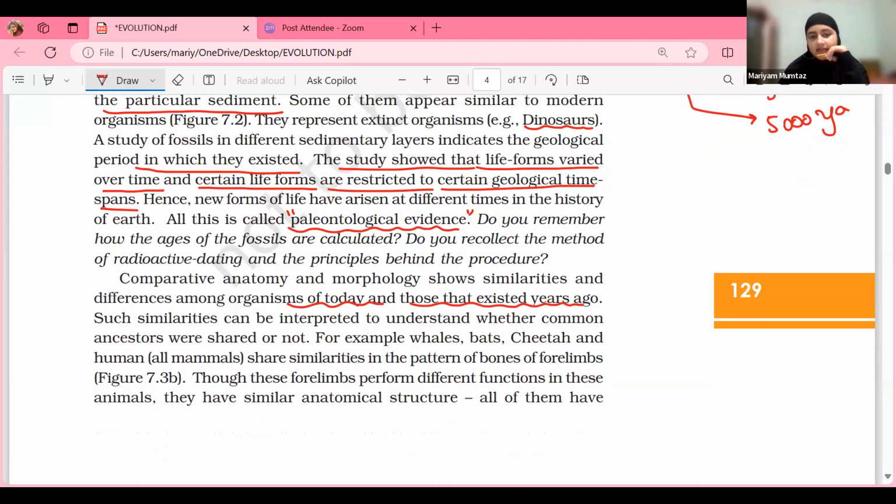For example, whales, bats, cheetah, and human, all sorts of mammals, share similarities in the pattern of bones of forelimbs. Their forelimbs are alike, even though the whale is aquatic, the bat is aerial, and the cheetah and humans are present on land. They are all different organisms, but the way the bones are present in the forelimb is very similar, right?